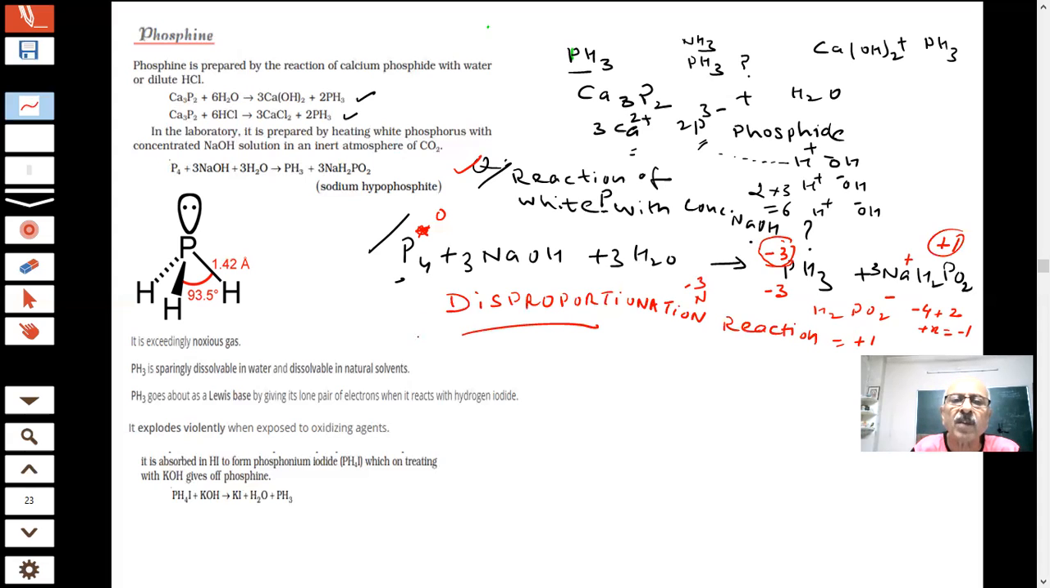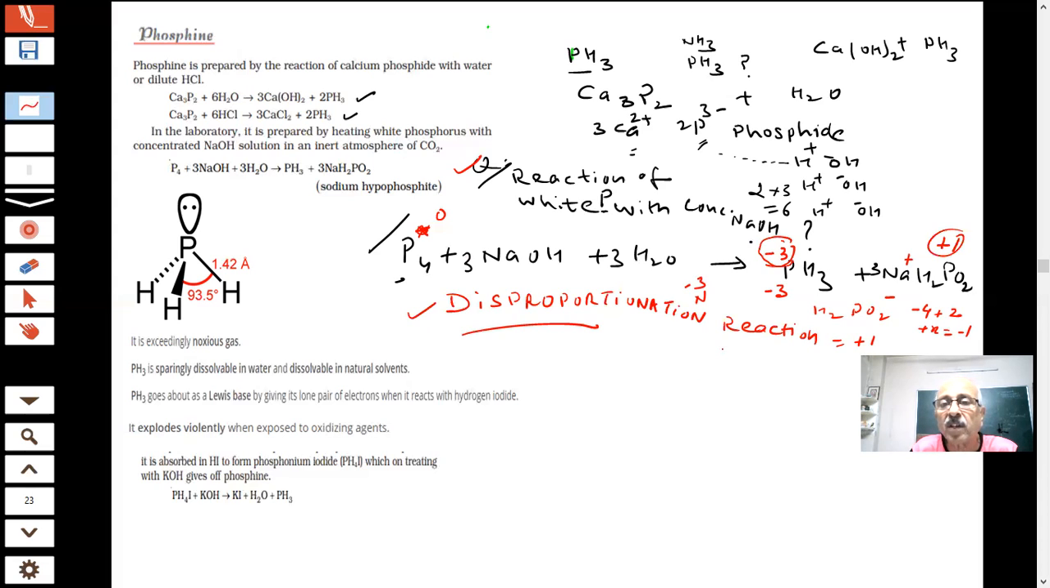Always these reactions are very important when an element can exhibit a higher oxidation state and a lower oxidation state. The intermediate oxidation state is being oxidized as well as reduced. It is an important reaction. All right.